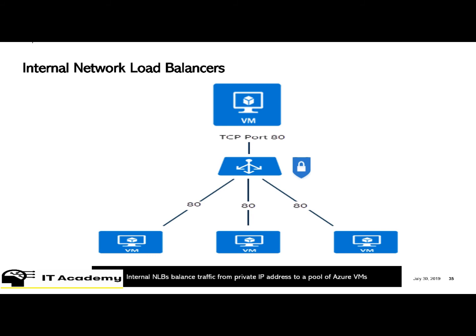It's also possible to apply a network security group to an internal load balancer. That way, any traffic that won't be serviced by the back-end applications can just be dropped before it hits the internal load balancer. In summary, internal network load balancers balance traffic from private IP addresses to a pool of Azure virtual machines. This allows us to facilitate scenarios like scaling, auto-scaling, and fault tolerance.